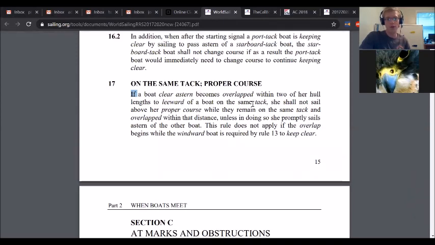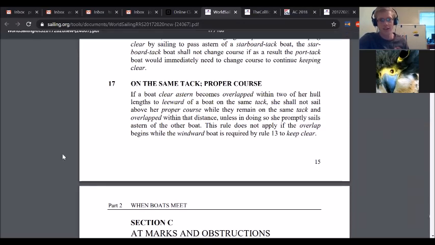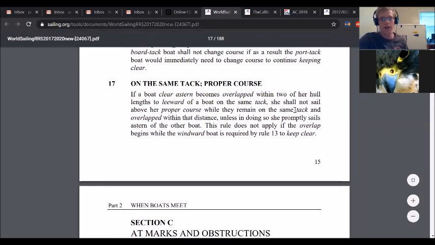To leeward of a boat on the same tack. So another requirement here, we have to be on the same tack. Right here, these boats are both on starboard tack. If we move them a little closer, now they are overlapped. They're both on the same tack. They're within two boat lengths of each other. So far, those boats are all satisfying the conditions for this rule to apply. She shall not sail above her proper course while they remain on the same tack and overlapped.